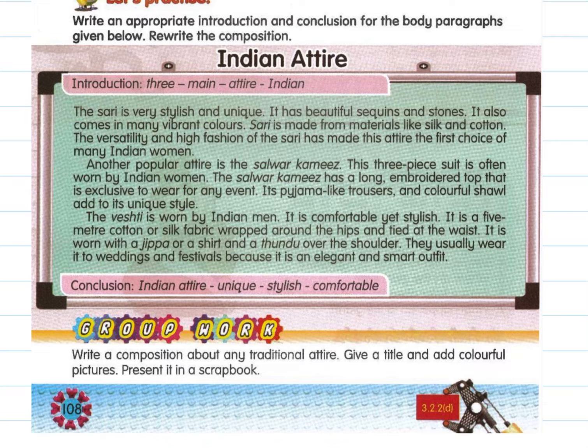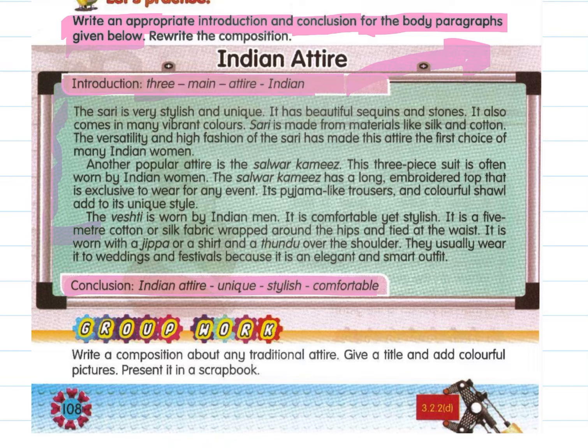Write an appropriate introduction and conclusion for the body paragraphs given below. So this is the body already done for you. You just need to copy it down. So you have to rewrite the composition, but this time you have to write your own introduction. There are words here that you can use to help you write the introduction, and words here to help you write the conclusion. So this must be one paragraph, the first one, and one paragraph, the last one.